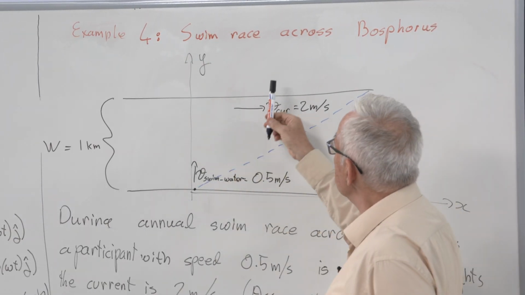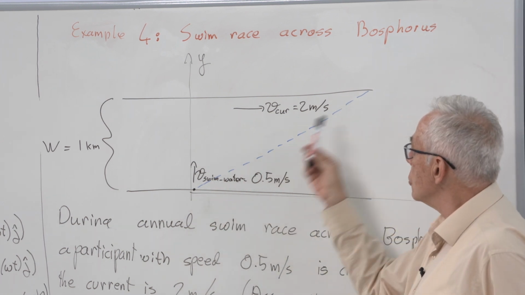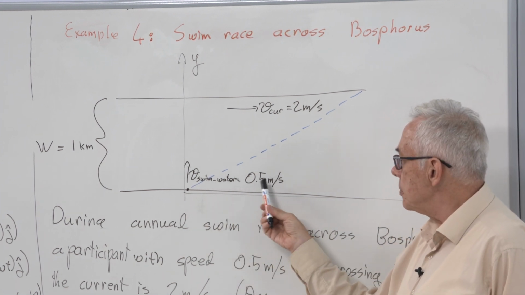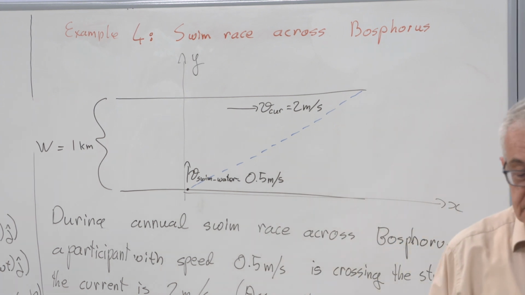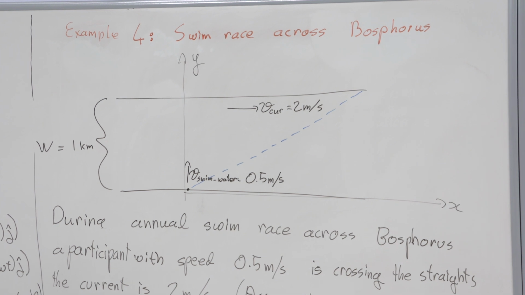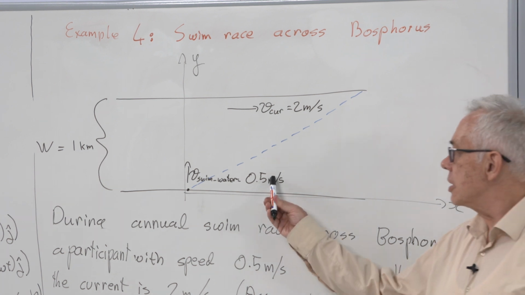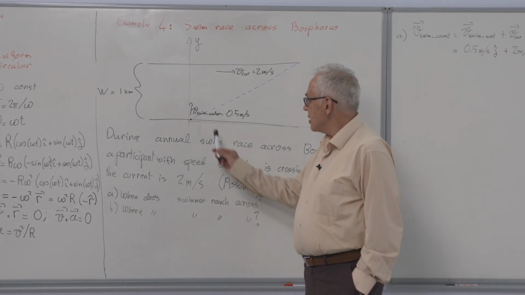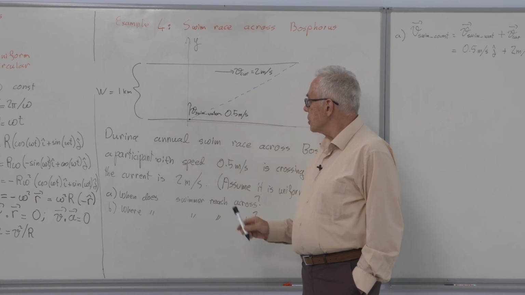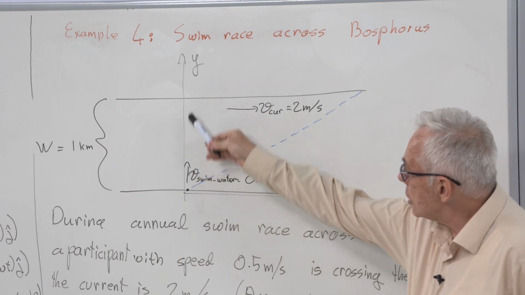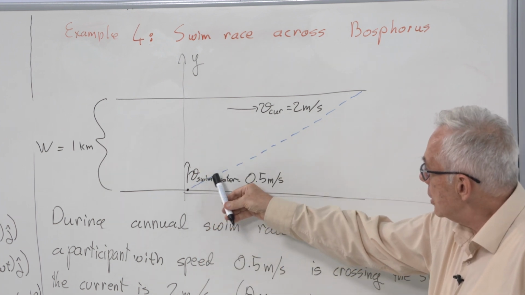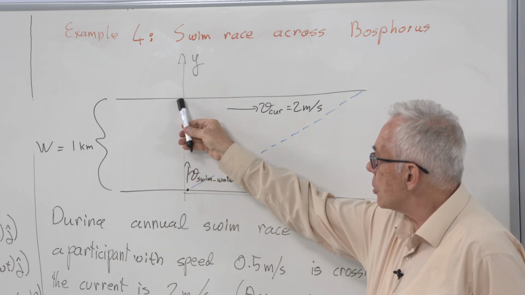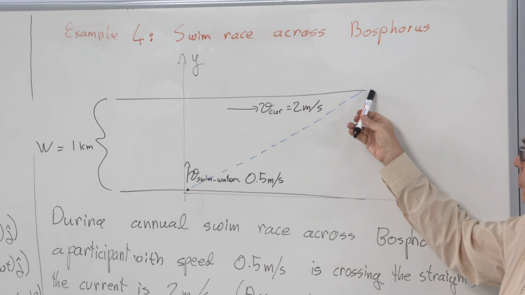Our next example concerns the annual swimming race across the Bosphorus that the municipality holds. A swimmer who is participating has a swimming speed of 0.5 meters per second. Now, this is not a very world-class athlete. He would do 100 meters in about 200 seconds or 3 minutes, which is about what I would do. But actual swimmers would do it in 50 seconds or so. So he is going to try to swim across, but as he is swimming across, the current is pushing him downstream, and he will not get across from right across where he started, but further downstream.